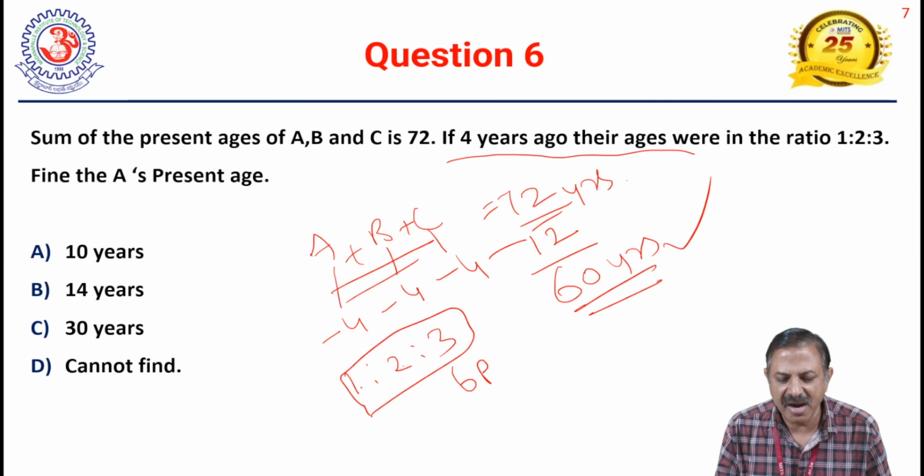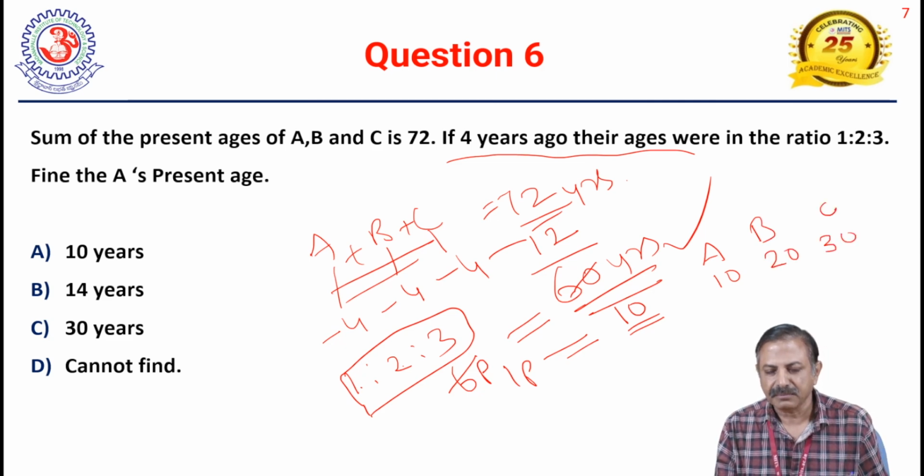This is 6 parts. This is 60 years. That means one part, if you want, 6 tens are 60. So one part equals 10. If I want A, I will take 10. If I want B, I will take 20. If I want C, I will take 30.